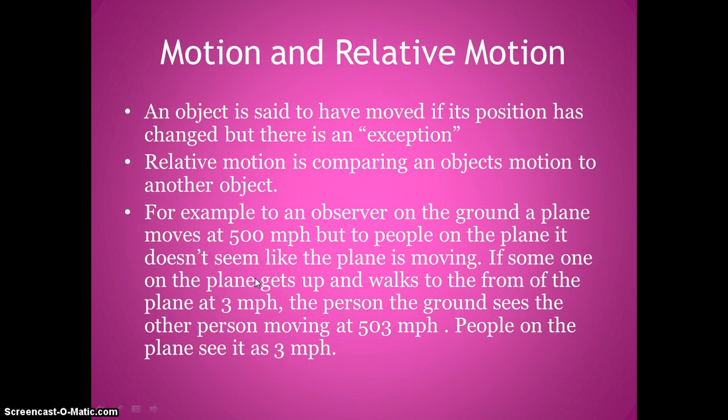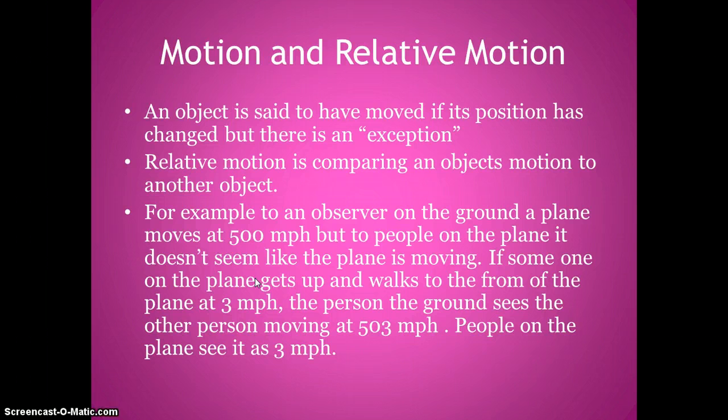So, motion. An object is said to have moved if its position has changed, but there is an exception. Relative motion is comparing an object's motion to another object. For example, if there's somebody standing on the ground and they see a plane go by, let's say at 500 miles an hour, they see the speed as 500 miles per hour.